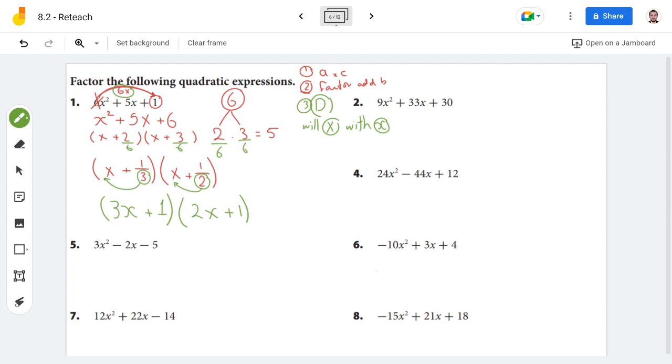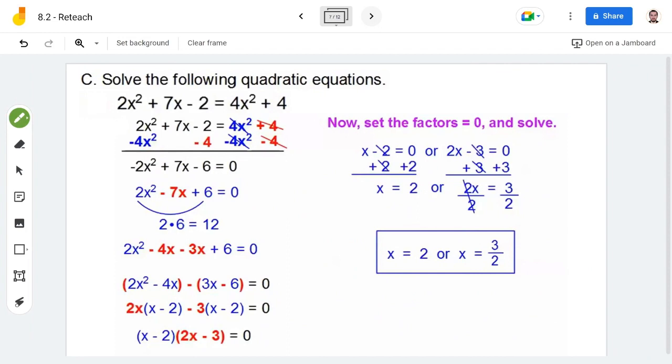If you need one more example, we have several examples here. Try to do them by following this way, and you will find the answer. Now, solve the following quadratic equation. As you can see, we have this quadratic equation, but it's not in the form of ax squared plus bx plus c equal to 0. So now I need to set this one equal to 0.